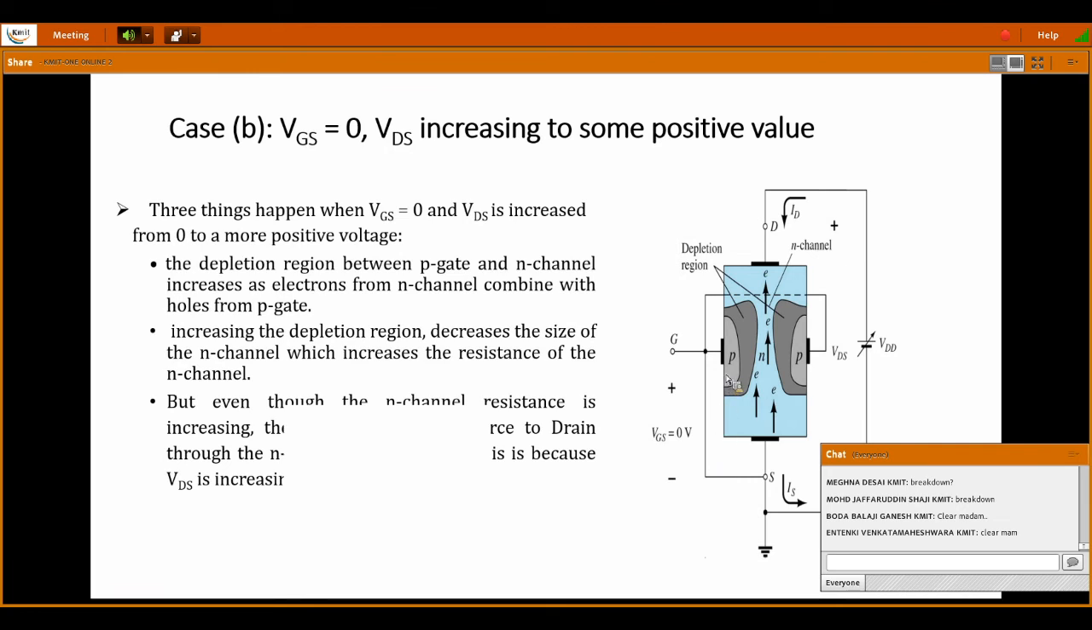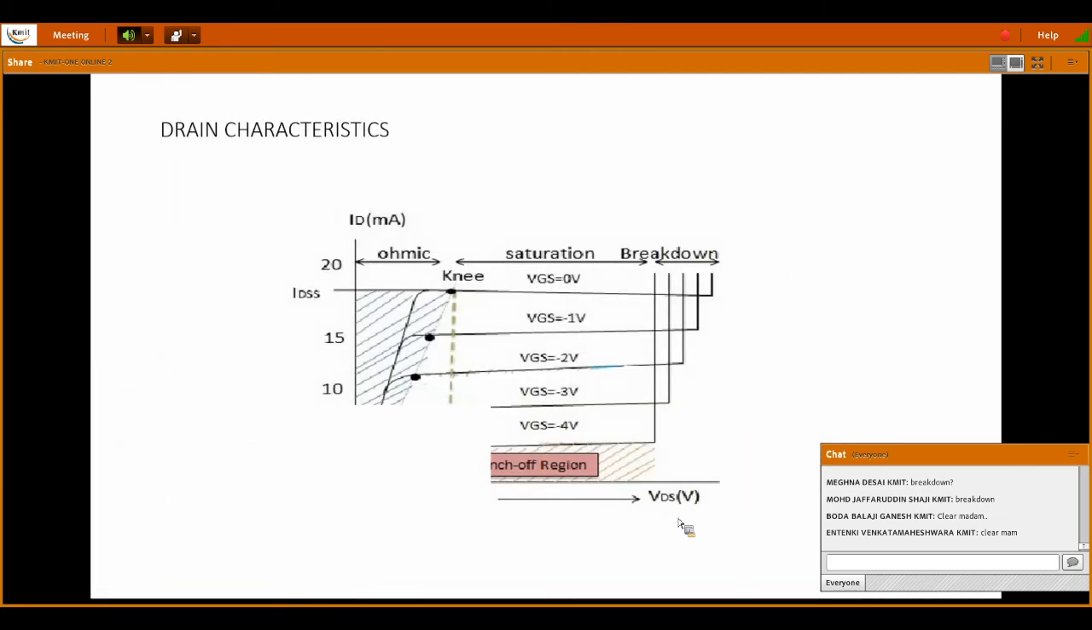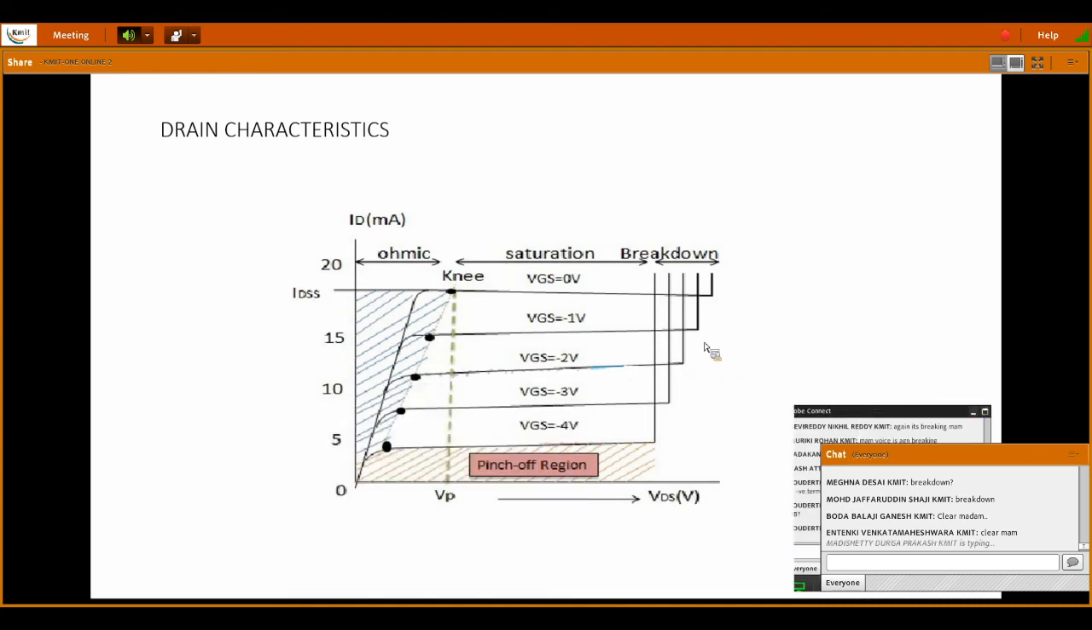So the gate is connected to P-type material and the source is connected to N-type material. So which bias do I need to give? P should be connected to the negative terminal and N should be connected to the positive terminal, which satisfies our reverse bias condition. So this bias I am giving now. That is the bias which we are giving in the third case, that is P negative and N positive. So I am giving reverse bias.